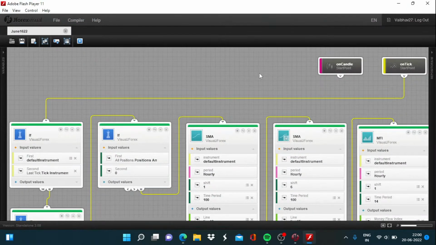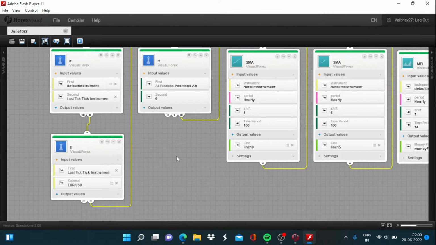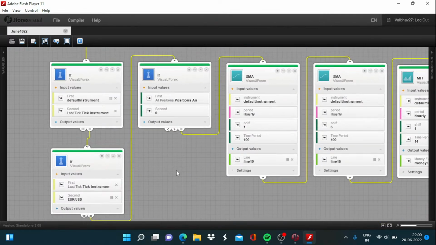This is the Visual JForex board, which has been developed by the Dukascopy Bank SA to make the job of algorithm development easier. You can use any indicators which are provided on the platform. You can figure out a combination which you feel is likely to be profitable, and then using that combination you can get the execution done on this platform.